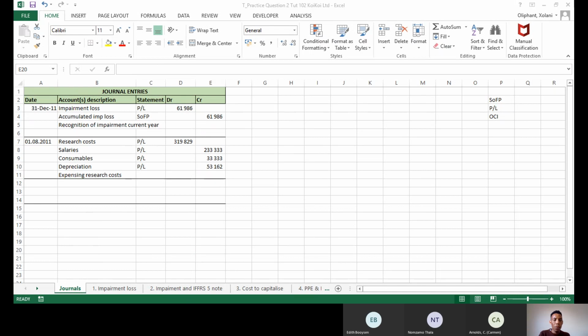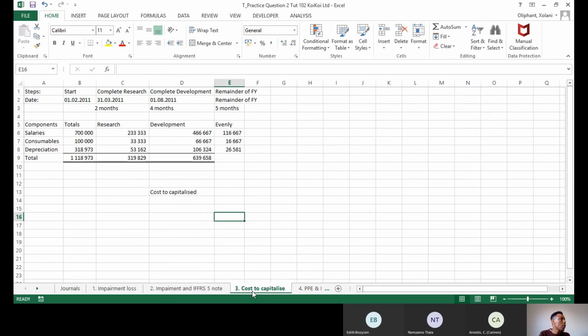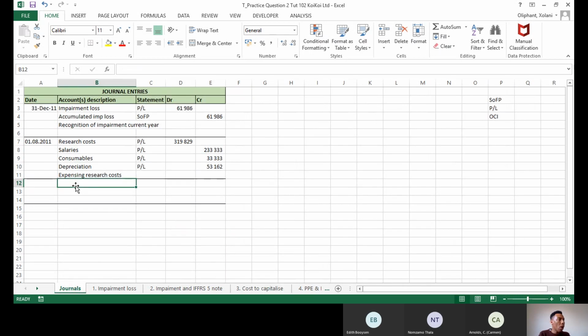Okay, and then now, in respect of the development cost, because remember the development cost, we're going to recognize this amount in our statement of financial position. So we're going to say the on-take cost, internally generated intangible. You can write in full on your own.